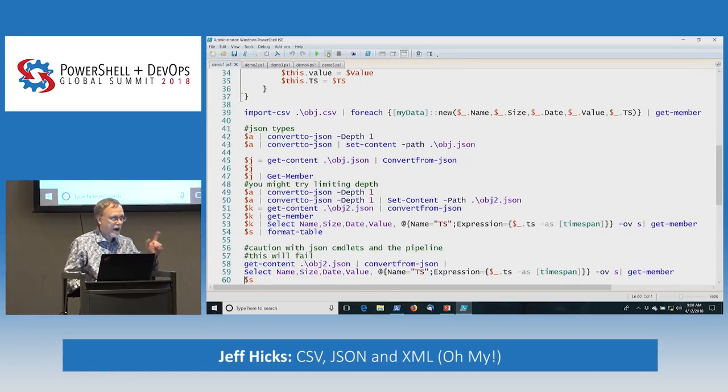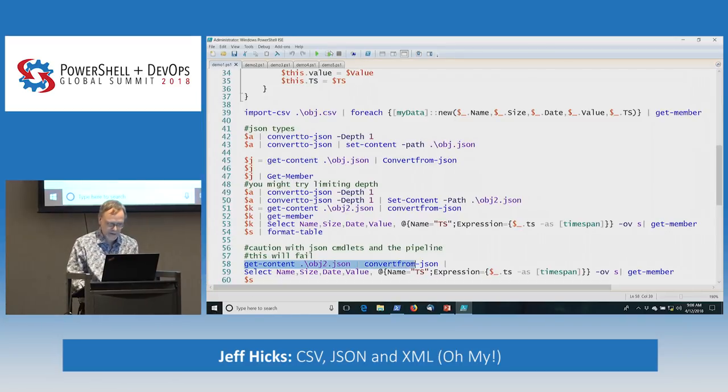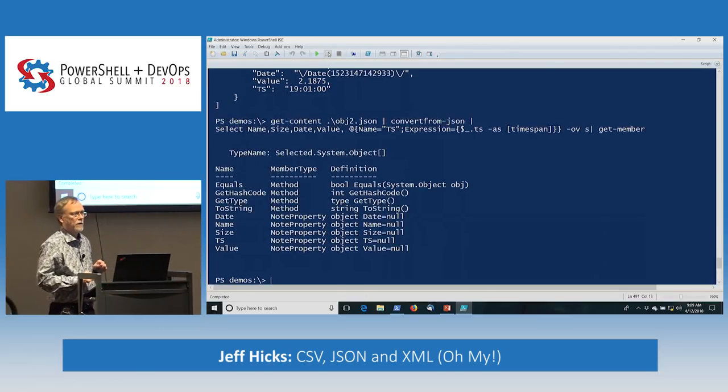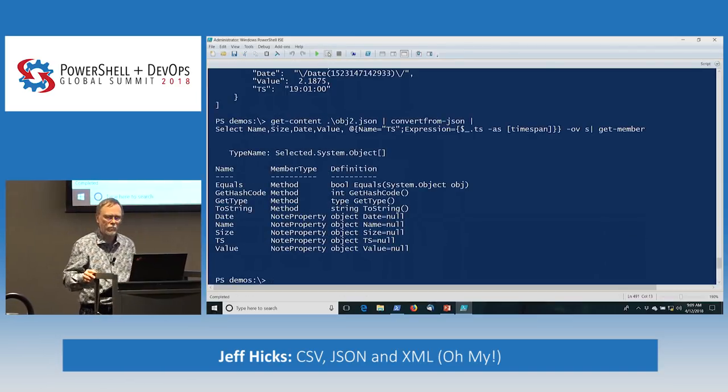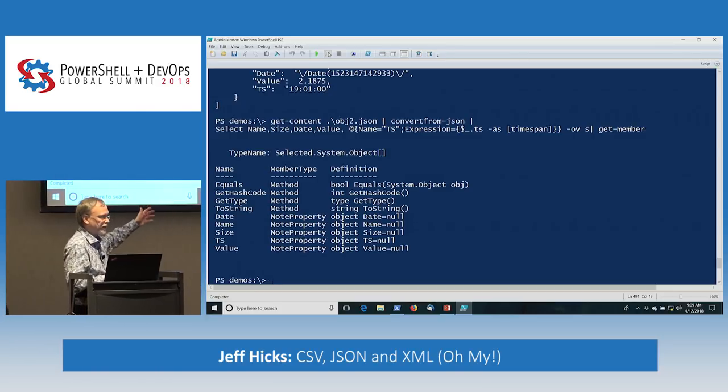Now, you have to be careful with JSON, though. Let's say that I have my, I'll just do this first part here. So I just have this JSON file, right, so I can get the data from it. I can convert it from JSON, and then I say, I want to select the name and size. So let's send that to Get-Member. You would think, in looking at that expression, it should have worked. But I got no objects.